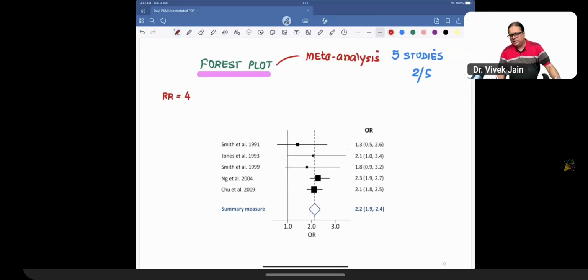Topper will score more than 90% in the upcoming NEET PG. NEET PG is going to come very easy.